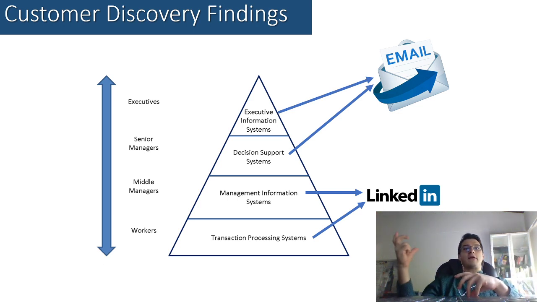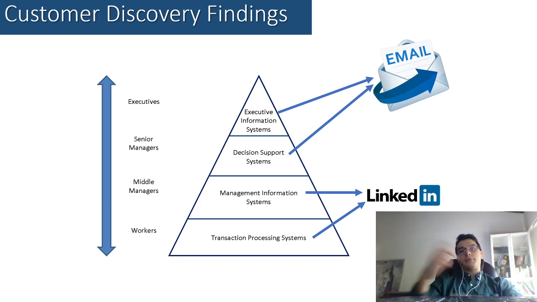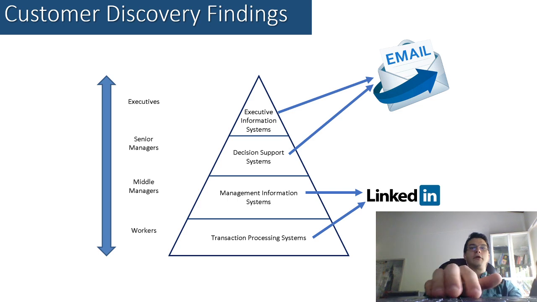Basically, CEOs and executives are busy, but they can tell you a lot about very specific problems. But then middle and lower management can tell you a lot more about the operations and the day-to-day activities. And so you need to know about both to have a complete picture of the problem you're solving. LinkedIn worked really well with middle management, and email worked really well with CEOs.